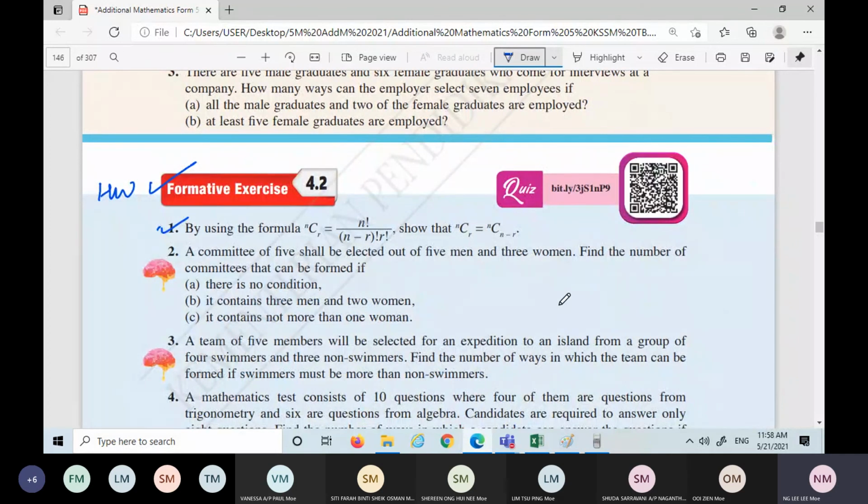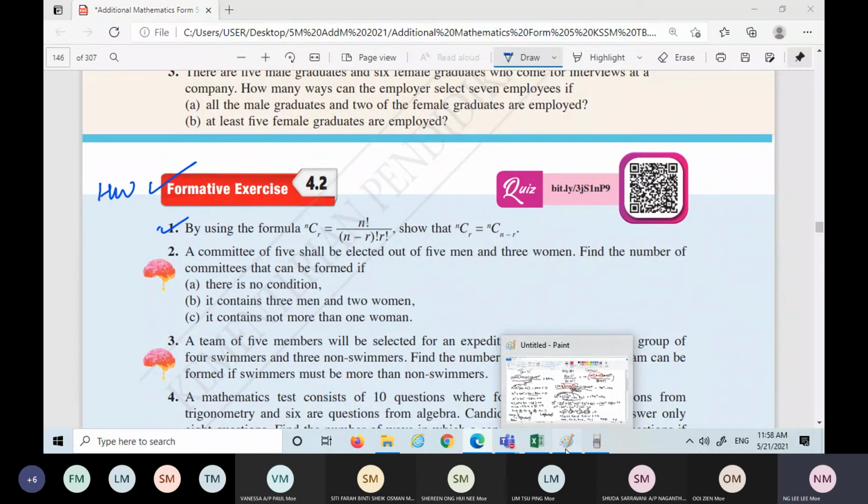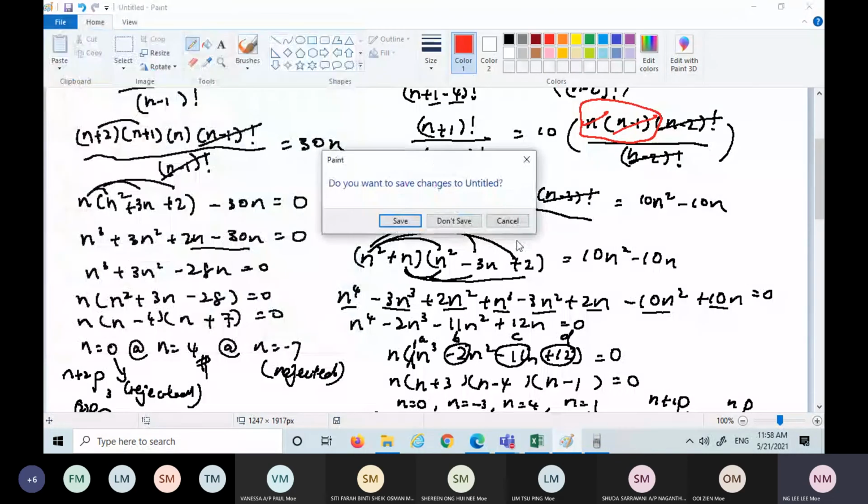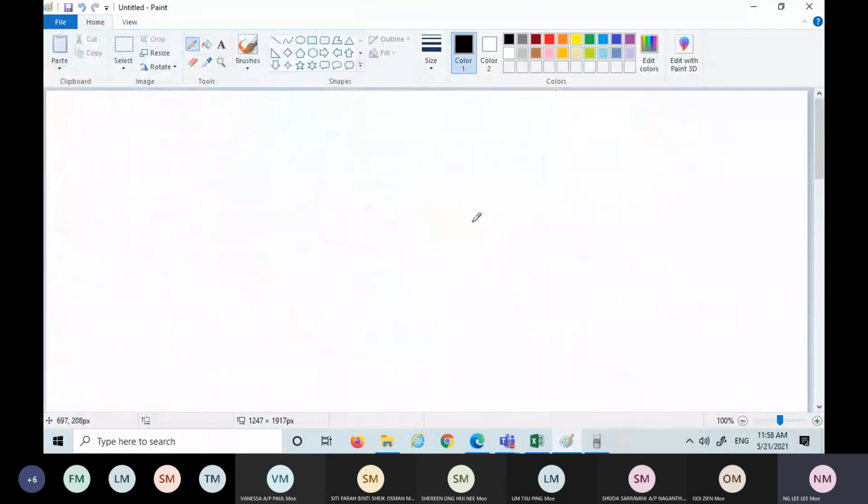Show this. Know how to show it. Okay, let's try. It says that by using the formula nCr, this one is equal to this one. Not difficult. This one itself from this formula is this. Therefore I just need to show the right hand side is equal to this formula, then settle.